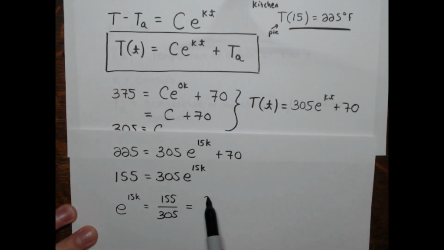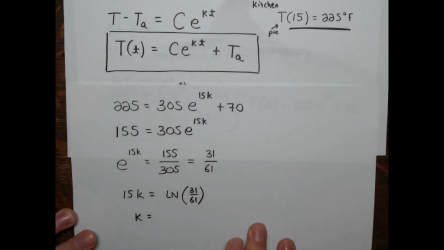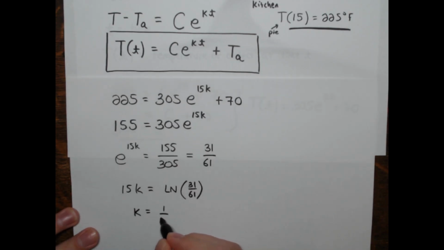Right? This is 5 times 31. This is 5 times 61. So 31/61. Then take the natural log of both sides. You get 15K equals the natural log of 31/61. So this should be some negative number. And then times 1/15.